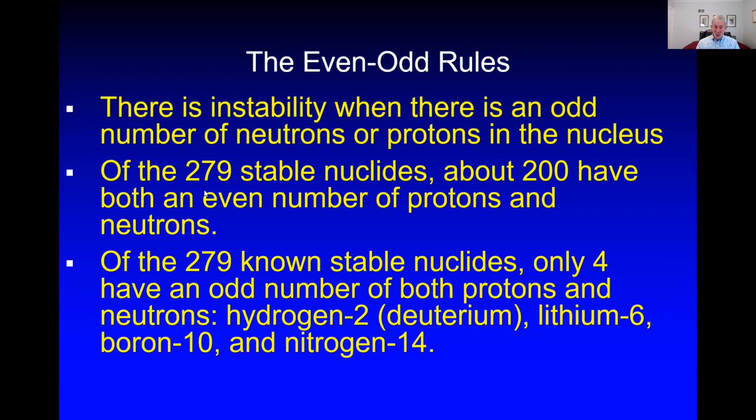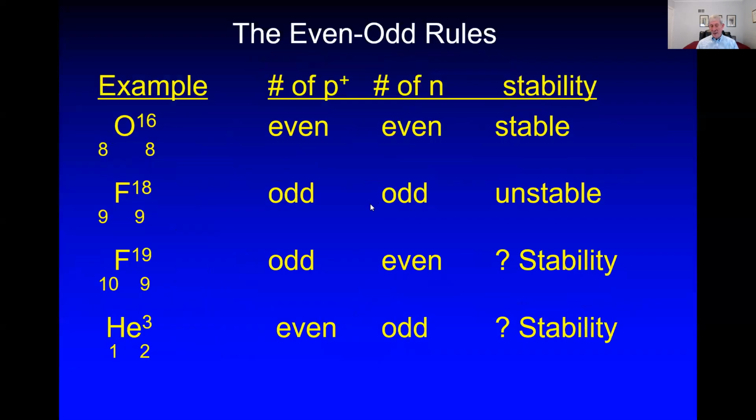So, let's go back up to the second bulleted point. Out of these 279, 200 of them are even-even. So we have 200 that are even, 4 that are odd, and that means we have 75 that are either odd-even or even-odd. And we can't really make much of a prediction there at all.